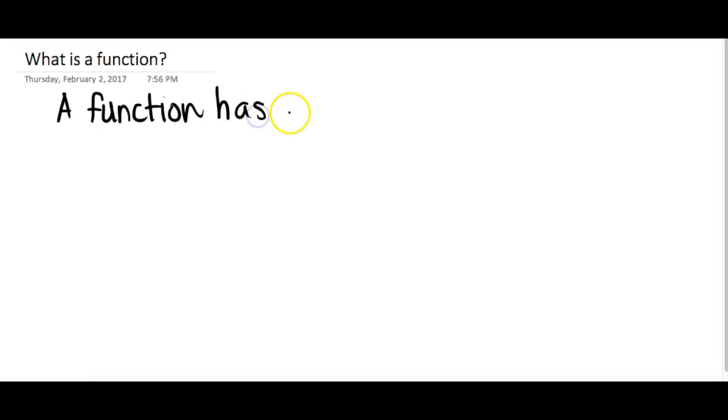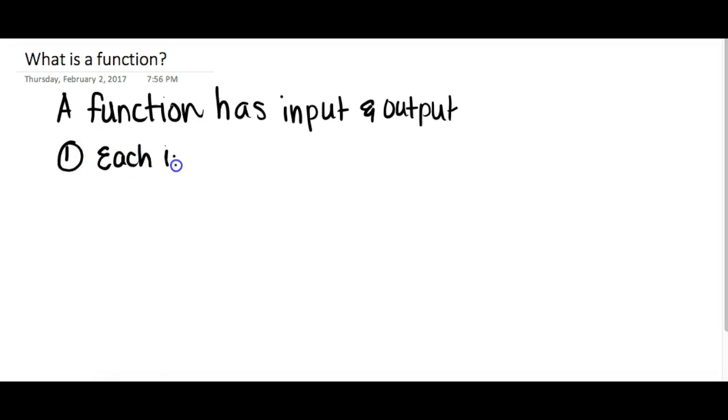Okay, so now we're going to talk about what is a function. The first rule of thumb that you really need to remember: a function has an input and an output. And one of the first rules is that each input can only have one output. Each input has one output.